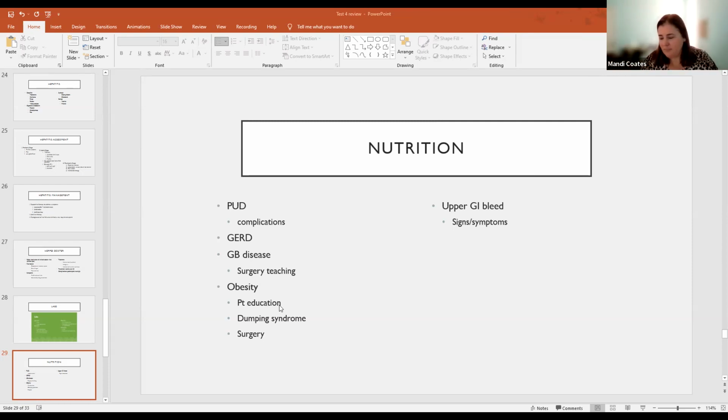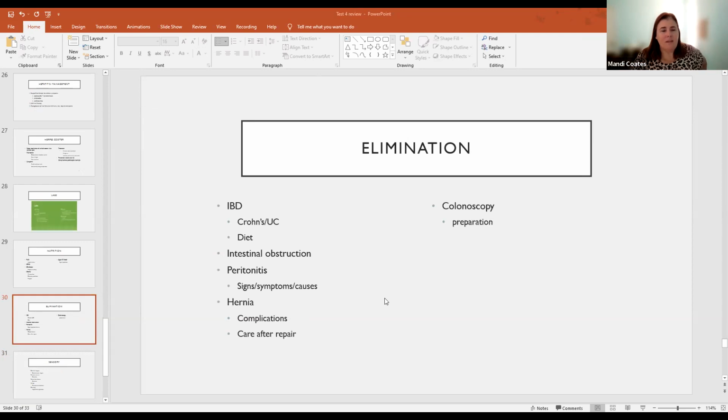Upper GI bleed. So it's in the upper. You may notice the dark tarry stools. If it's coming out, it's going to be that coffee ground looking emesis. Know the difference again between Crohn's and UC. I did end up giving credit back for that one with the picture. Be more mindful of that picture. So there may be a picture coming up with that one. What kind of diet? Be able to recognize a diet, educate on diet.